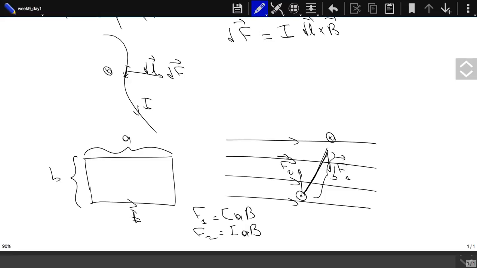One is pointing straight up, the other one is pointing straight down. They have equal magnitudes, so if you just sum them, the net vertical force acting on my system would be 0. But this is only true because the magnetic field here and the magnetic field there are the same. If the magnetic field is not uniform, then the net force will not be 0, and you can calculate the net force. That was one of the questions in your homework.